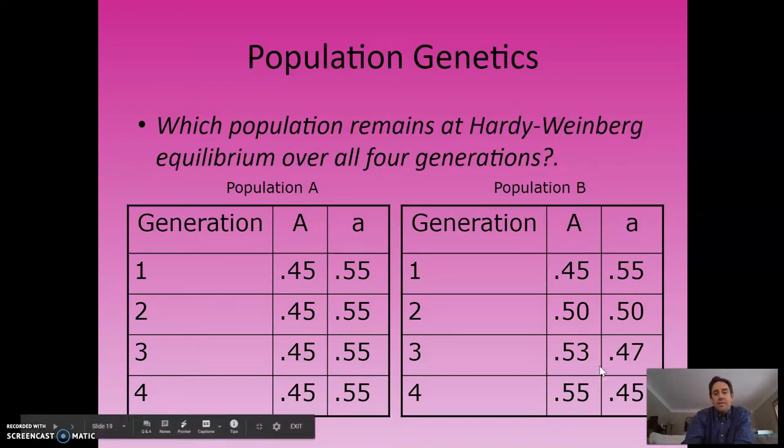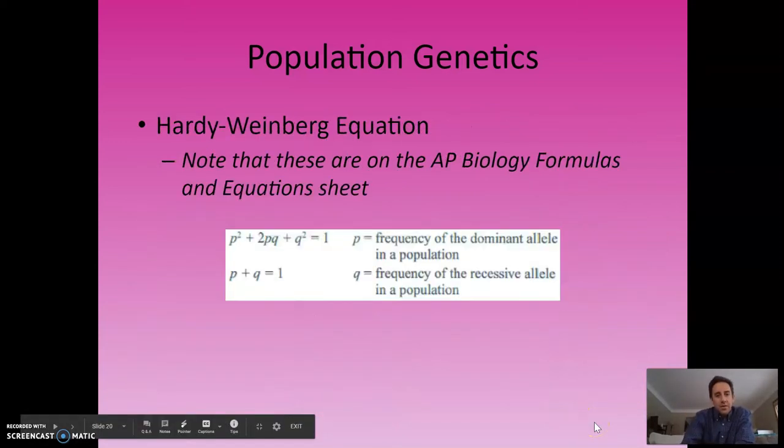Next, which remains at Hardy-Weinberg equilibrium over all 4 generations? Well, that would be population A, because nothing is happening to the gene frequencies over time. Big A is just as common in the first generation as in their great-grandchildren. Great-great-grandchildren? Great-grandchildren, I don't know. So this one's at equilibrium, this one's evolving. That's kind of in a nutshell how this works.